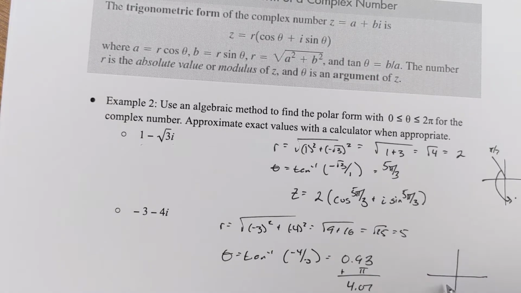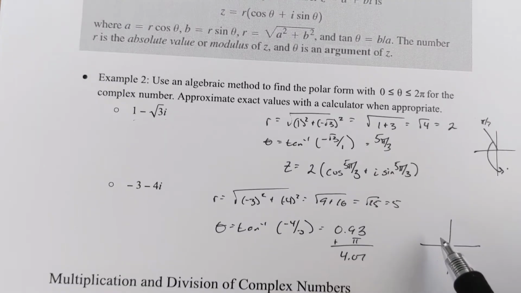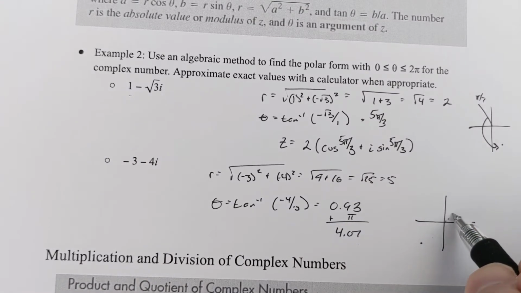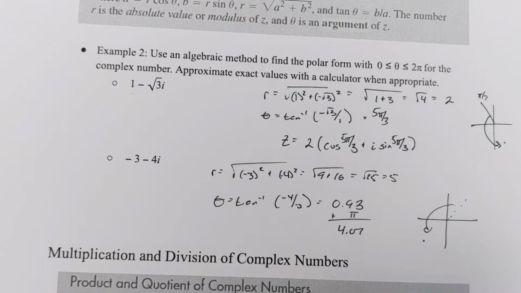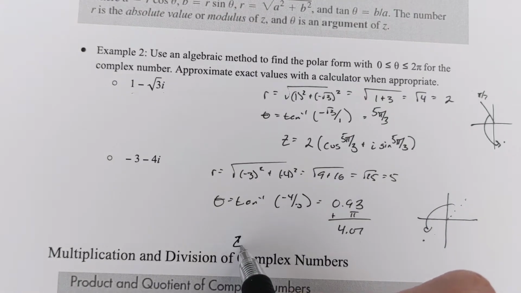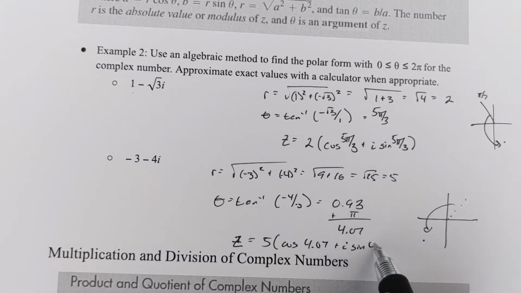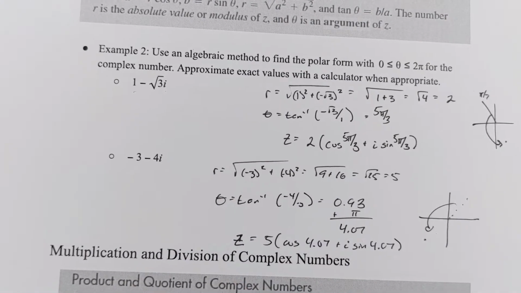If you're over these 2 quadrants, if your point should be over here, you need to add 180 to the angle that you're given, because it's always finding the opposite one. So my answer would be z equals 5 cos 4.07 plus i sine 4.07. And once again, don't distribute that back out because then you'll just end up back where you started.